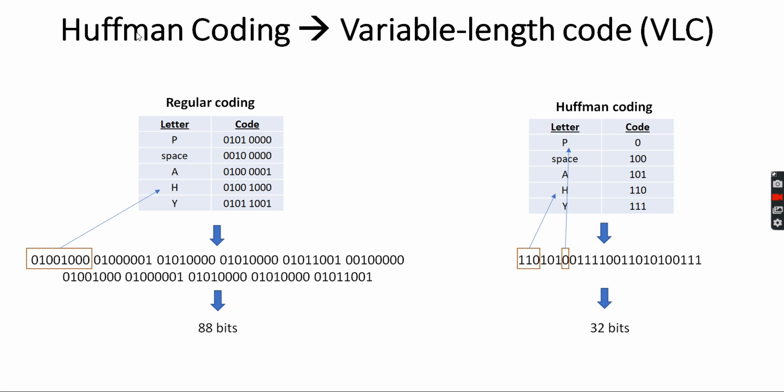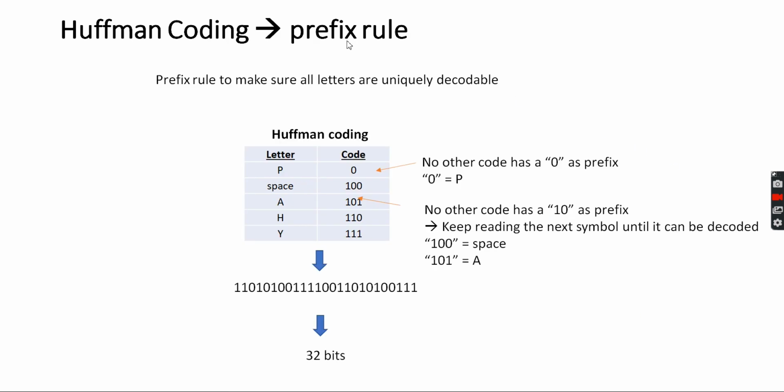Now, Huffman coding is a variable length code. Rather than having a fixed length like regular coding, it has different lengths, right? Which actually is a problem for the computer, because with regular coding, the computer only needs to read 8 bits at a time. But with Huffman coding, you need a way to tell the computer whether it should read 1 bit, 2 bits, or 3 bits, or even more at a time. Because of that, you need what we call a prefix rule.